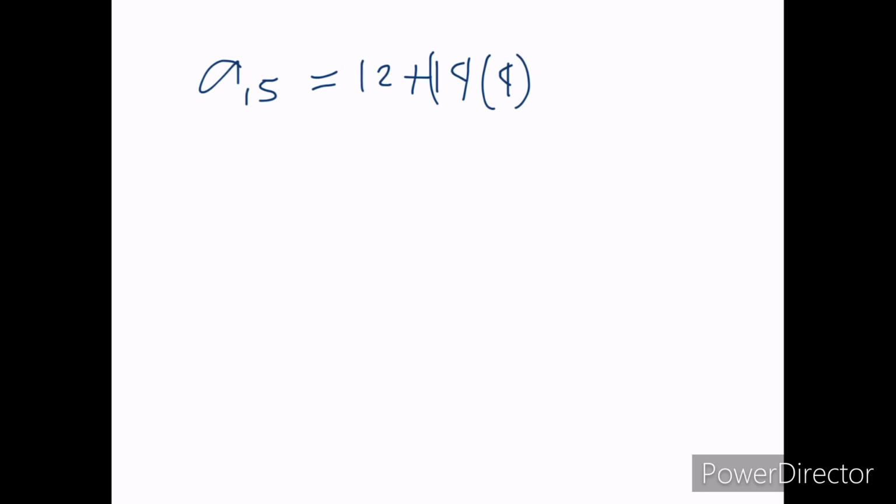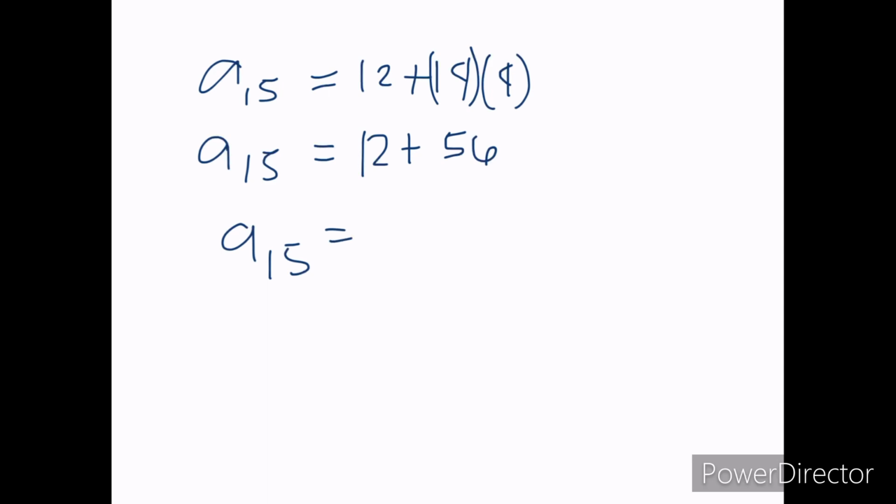So our a sub 15 is equal to 12 plus 14 times 4, which is 56. Then our a sub 15 is equal to 68. Therefore, the 15th term of the sequence 12, 16, 20, 24, 28 is 68.